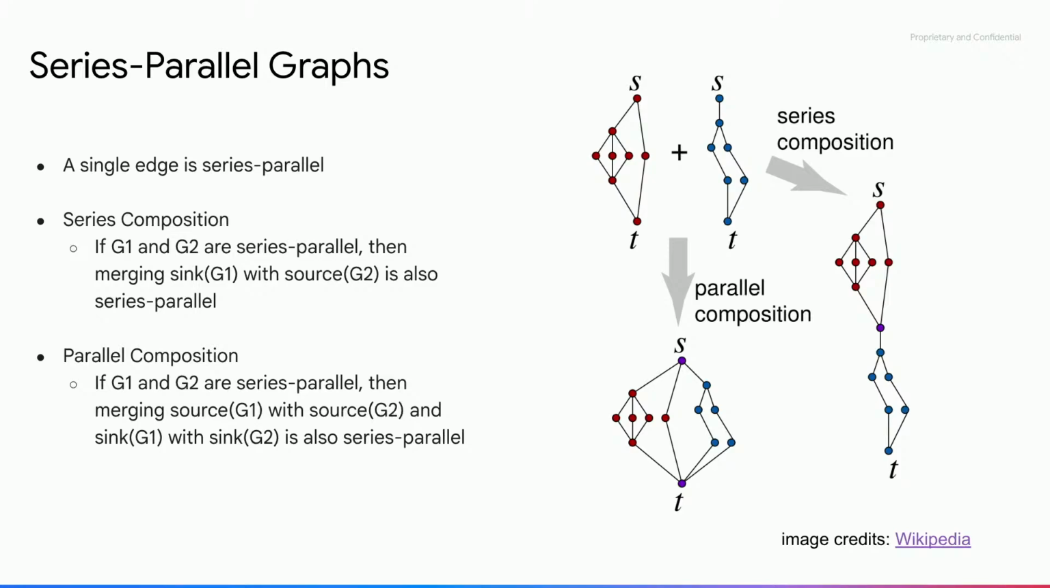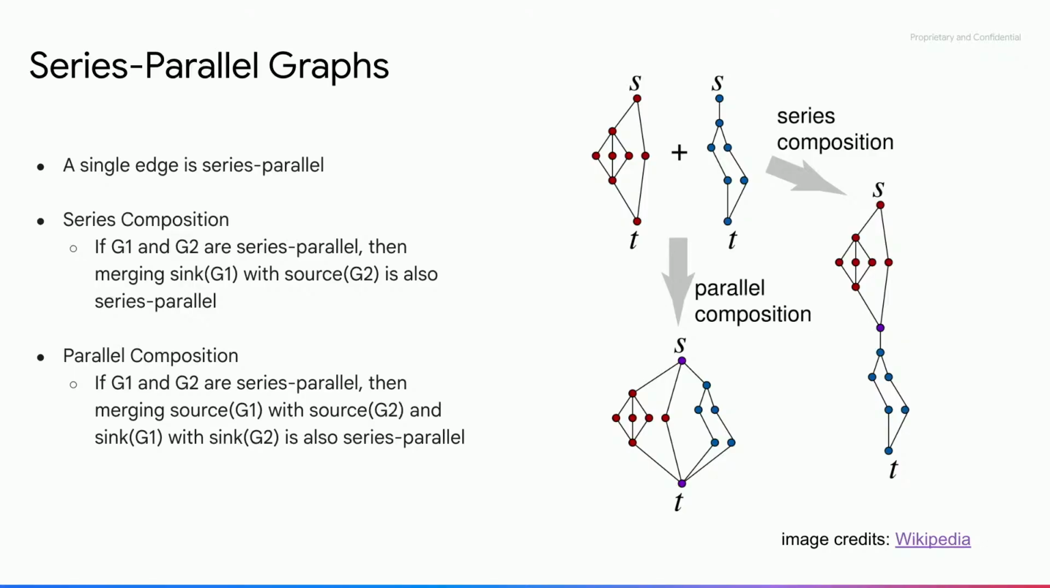So this is standard. Just to recap, a series parallel graph is defined recursively. A single edge is series parallel, with the source node as the head and the sink node as the tail. That's series parallel. And you can have two operations: one is series composition, another is parallel composition. So what is series? If G1 and G2 are both series parallel graphs, you can combine the sink of G1 and the source of G2 to get a new series parallel graph.